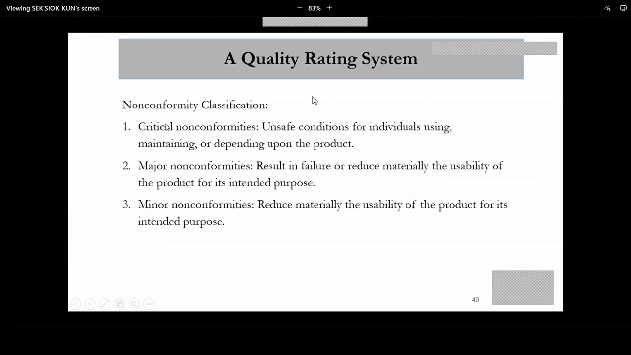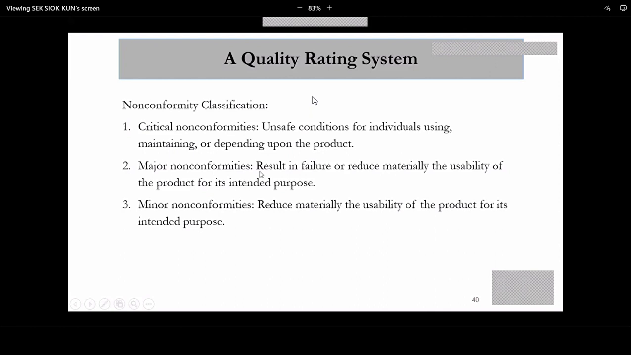Okay. Non-conformity classification. So how do you classify the non-conformity? We can explain based on whether it is critical, major, or minor. Critical, of course, means you have a very severe or serious conformity problem. It says that critical non-conformity is unsafe conditions for individuals using, maintaining, or depending upon the product. So the condition is very bad, unsafe.